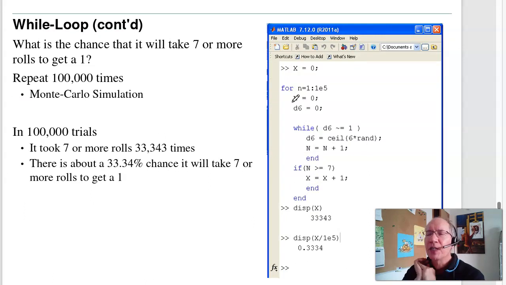So suppose I want to find out what's the chance or probability it takes me 7 rolls or more to get a 6. That again would be Monte Carlo. Once I get this written, how many times do I roll the dice until I get a 6? Now repeat 100,000 times. I'm going to start at x equals 0. If n is greater than or equal to 7, increase x by 1. Now repeat 100,000 times. When I'm done, it took me 7 or more rolls 33,343 times, telling you the odds that it's going to take 7 or more rolls to get a 6 is about 33%.